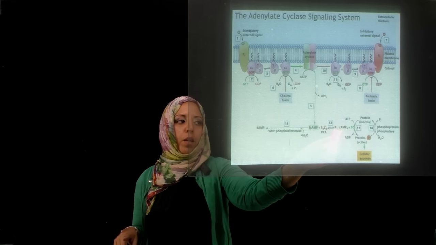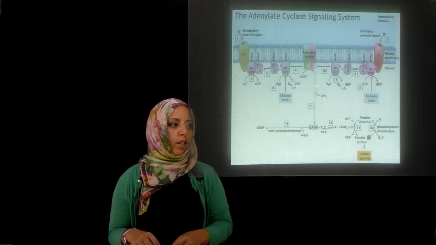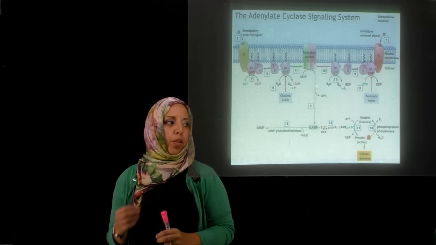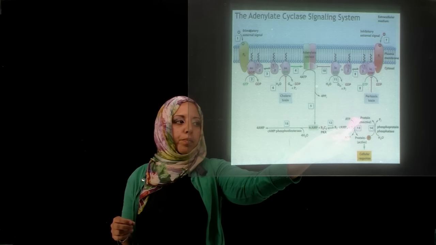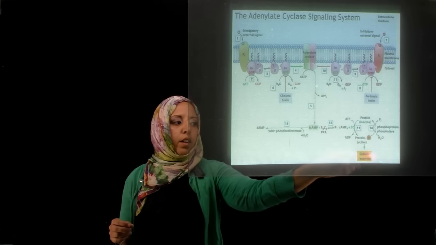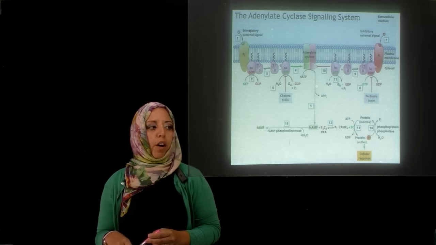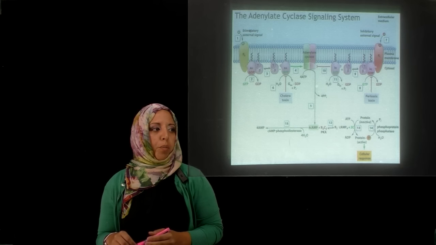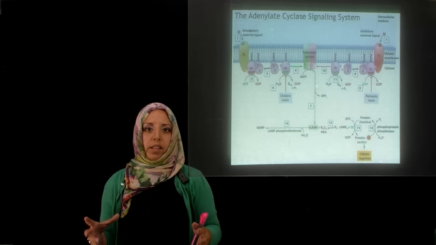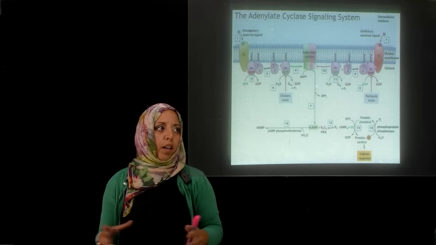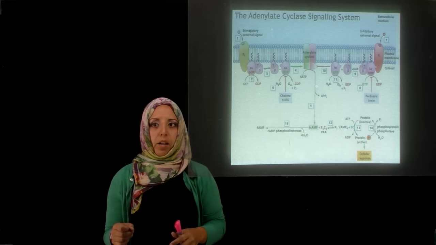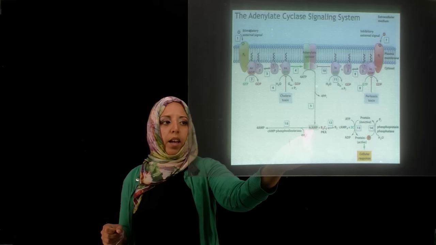So you have 2 cyclic AMPs bound per regulatory subunit. Now, the catalytic subunit can interact with the substrate protein, phosphorylating it. So it triggers the phosphorylation of a number of different cellular proteins. Now, the magnitude of that signal can be controlled by a number of different systems.